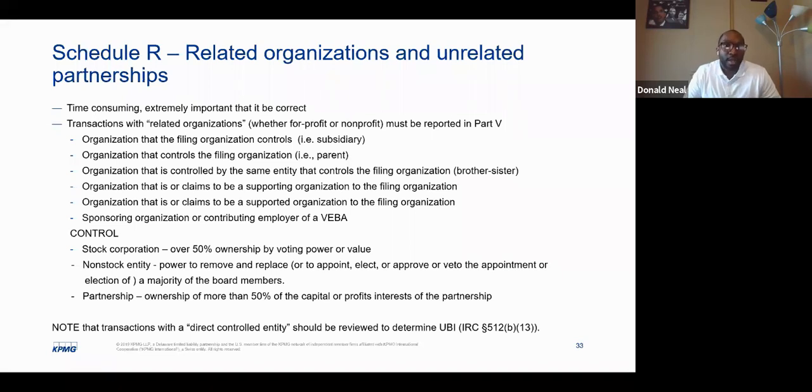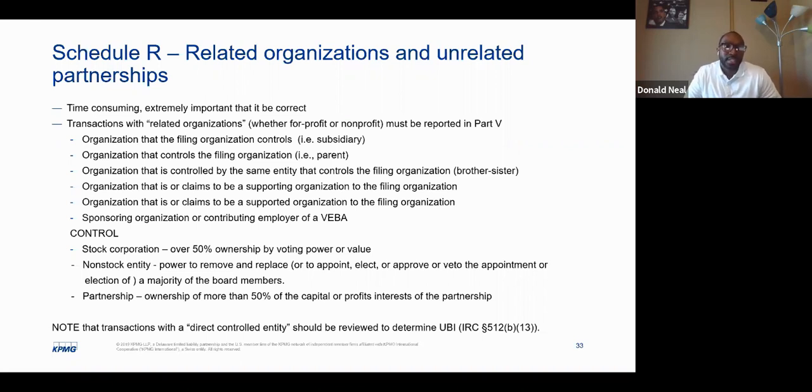Schedule R is for related organizations and unrelated partnerships. Part 1 of Schedule R is for any disregarded entities that you have. By a disregarded entity, I mean an entity that was set up under your organization and is basically treated as a department of your organization. It has its own tax ID number, but it doesn't have its own separate tax return, because you set it up to be a disregarded entity, meaning all the reporting happens under your organization. That is what Part 1 of Schedule R is.